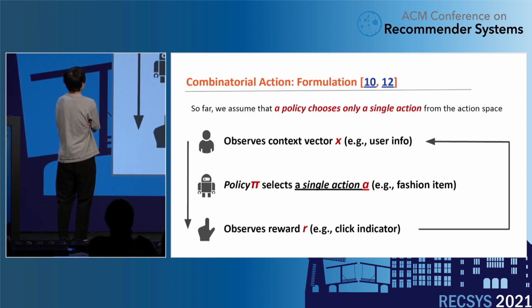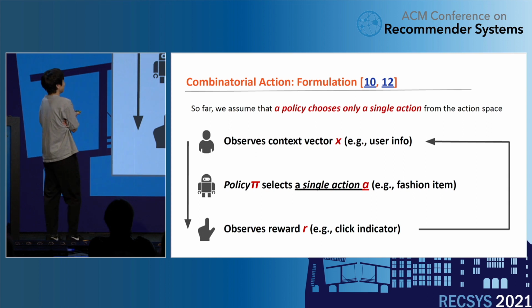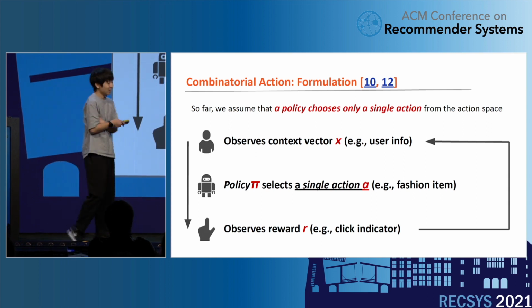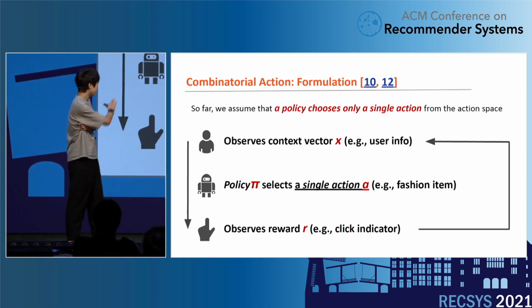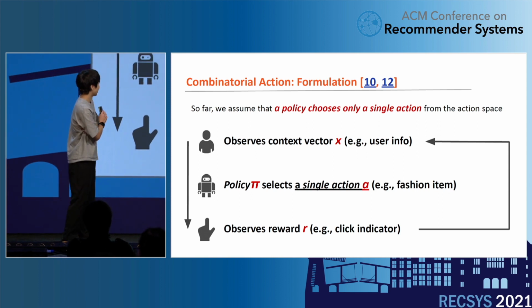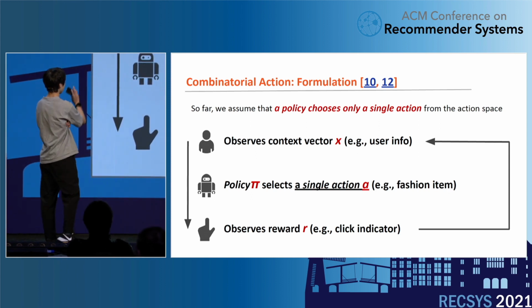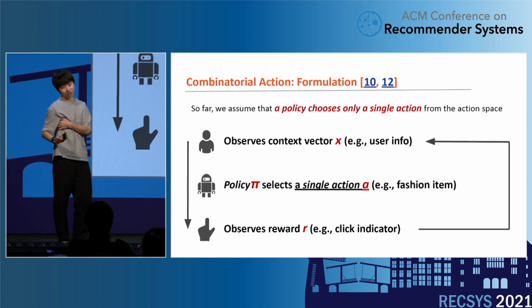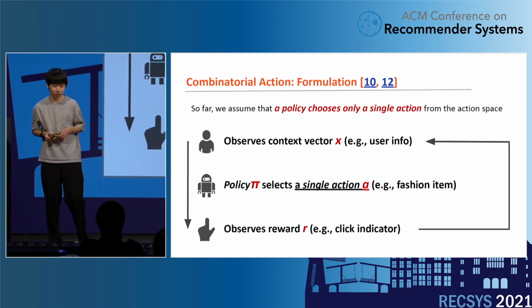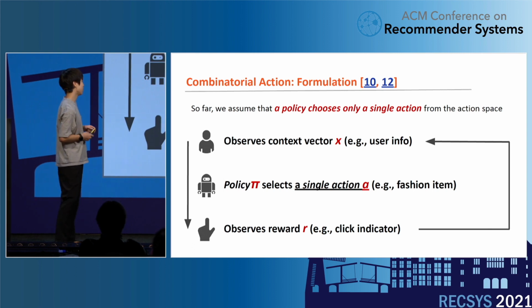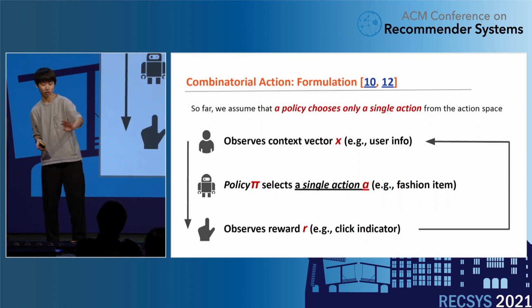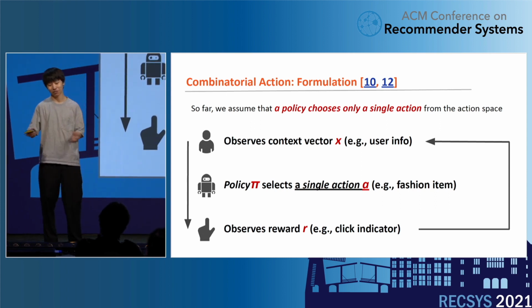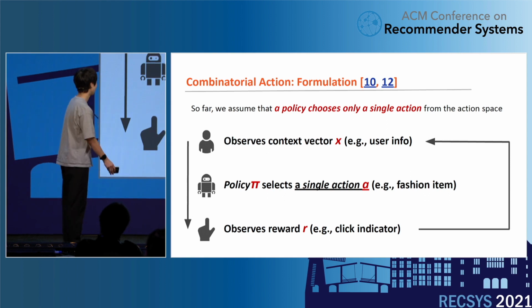So again, so far we assume that a policy, an algorithm, chooses only a single discrete action from the pre-given, predefined action space. So here's the data generation process for the standard setting. We first observe context vector X from the environment, and then a policy pi, which is a conditional distribution over actions, picks a single discrete action A, which can be a fashion item or a YouTube video, whatever you want. And we finally observe reward variable R, which is also application dependent. You can define the reward variable however you want.